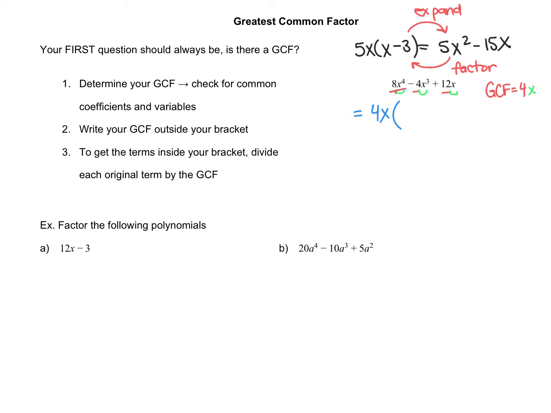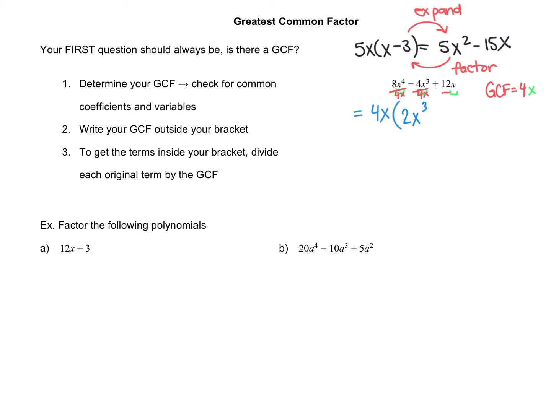So 8x to the 4 divided by 4x. And if I do that, 8 divided by 4 is 2. x to the 4 divided by x is x cubed. And then a double check. 4x times 2x cubed is 8x to the 4, so I'm happy. Then I'll do it to the next one.